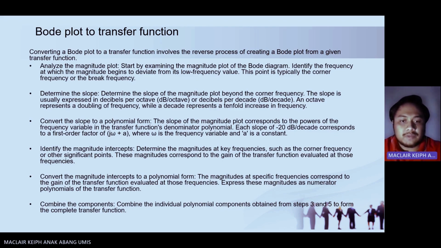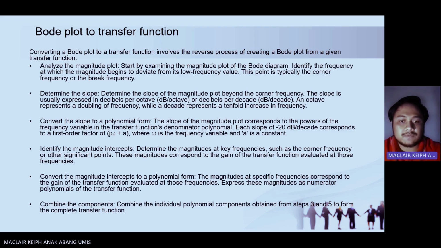Convert the slope to a polynomial form. The slope of the magnitude plot corresponds to the power of the frequency variable in the transfer function denominator polynomial. Each slope of negative 20 dB corresponds to a first-order factor of j omega plus a, where omega is the frequency variable and a is a constant. Identify the magnitude intercept. Determine the magnitude at a key frequency, such as the corner frequency or other significant point. This magnitude corresponds to the gain of the transfer function evaluated at those frequencies.